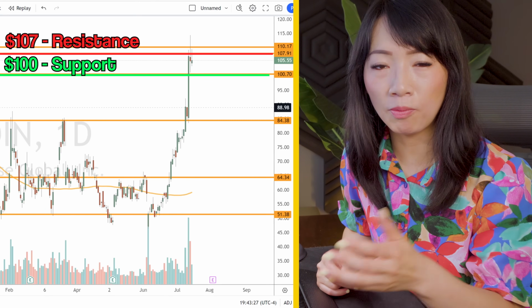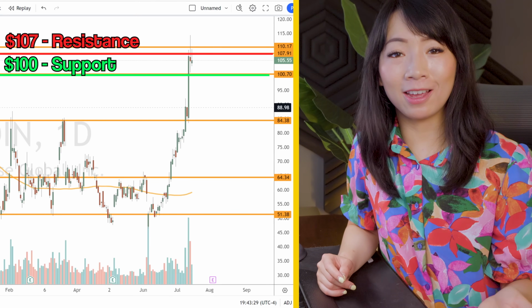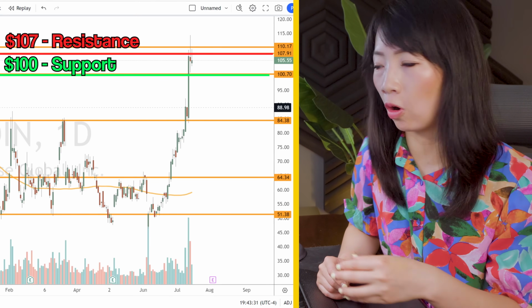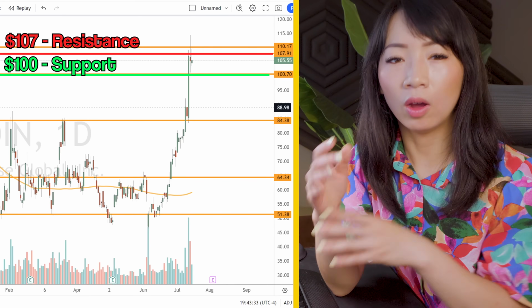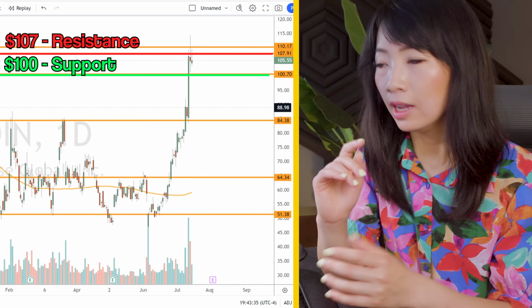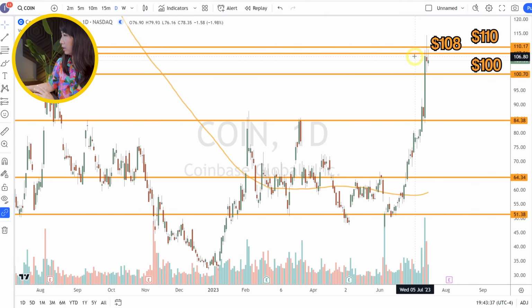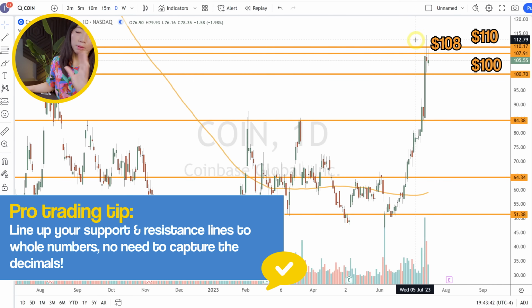And a bonus tip for you based on my prior experience is that you can try to line up your horizontal lines with the whole numbers, whole dollar numbers, such as 200, or in this case 110, 100, 108. People don't generally care about 10 cents, 50 cents, 20 cents that much. As human traders, investors, or bots, they're psychologically programmed to be more inclined to take note of whole dollar numbers.